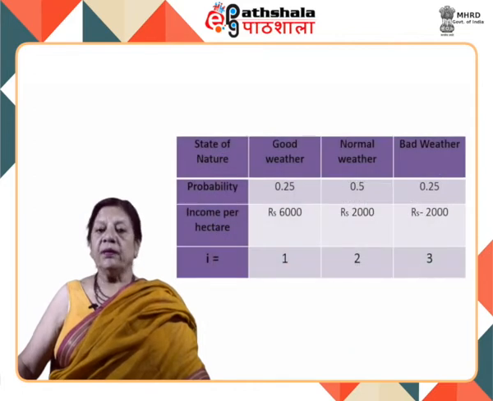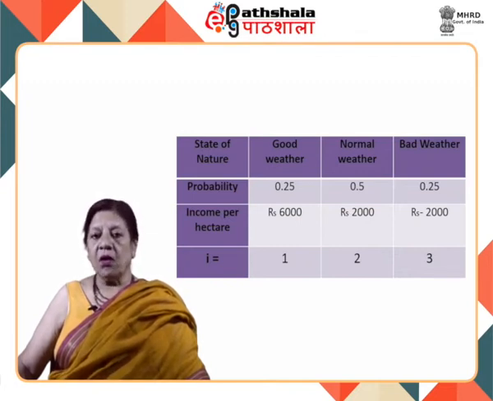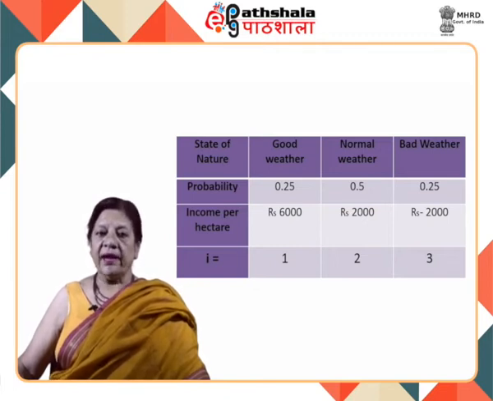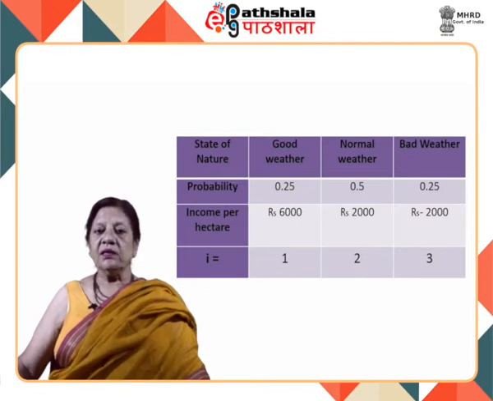For instance, depending upon the weather, agricultural operations can yield an income per hectare as given below in the table. State of nature: good, normal or bad weather. Probability: 0.25, 0.5, 0.25. Income per hectare: rupees 6,000, rupees 2,000, rupees 2,000. i equals 1, 2, 3.